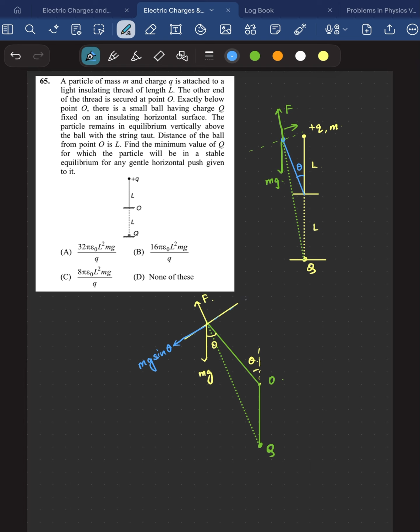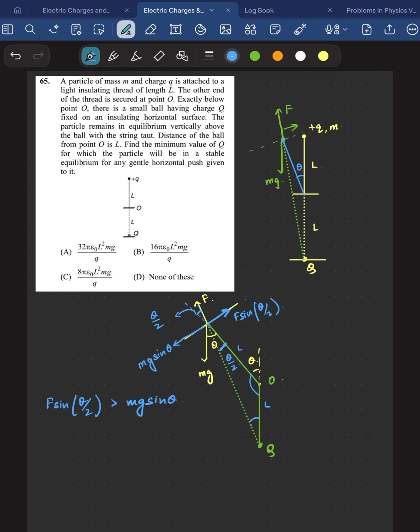So F was acting along this line, whereas your string is acting along this line. So what we need to calculate is this angle, which will be equal to this angle itself. So this angle is 180 minus theta. And because both these lengths are L, both these angles have to be equal. So this angle has to be equal to theta by 2, which means your component of force acting along this direction will be equal to F sine of theta by 2. Now our condition is straightforward. We just need to ensure that F sine of theta by 2 has to be greater than mg sine theta.